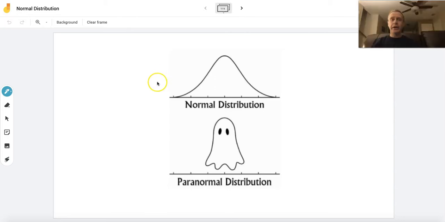Okay, so today's lesson actually isn't that scary. Today's lesson is on the normal distribution and not the paranormal distribution. So let's see what this is all about.